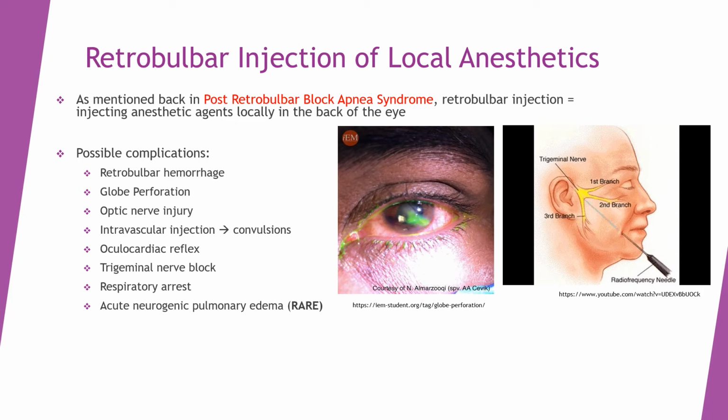Trigeminal nerve block, this is cranial nerve 5, mostly responsible for perception of facial sensations, and you might accidentally be injecting there. And actually, first branch of the trigeminal nerve is known as the ophthalmic branch, and it does enter the orbit. Respiratory arrest can occur rarely with the injection into the CSF, and very rarely there can be a trigger for acute neurogenic pulmonary edema.